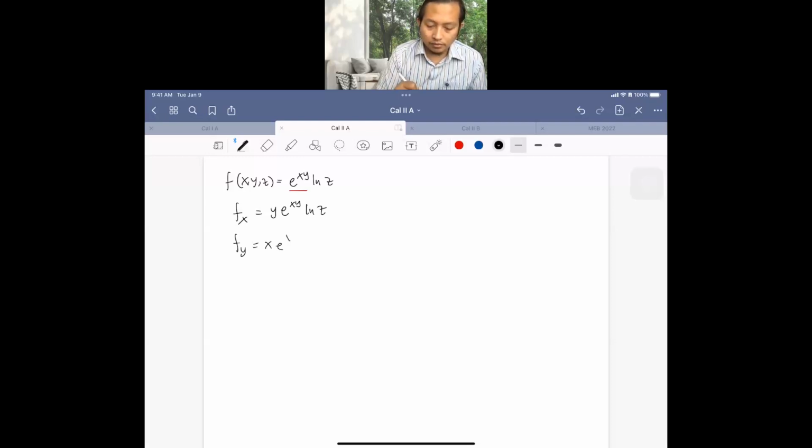Now, if we have partial z, then we are treating ln z as our variable. So we are going to have e^(xy) over z. And if you increase the variables, the technique is still the same, and you can partially derive.